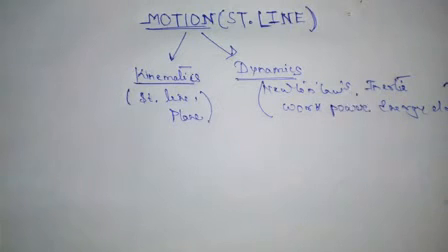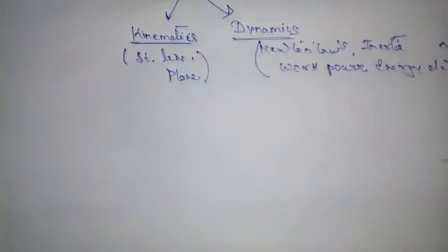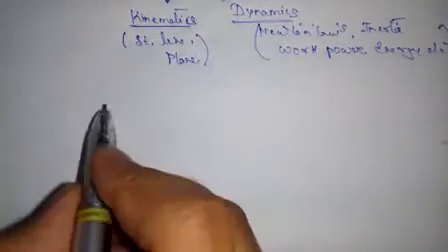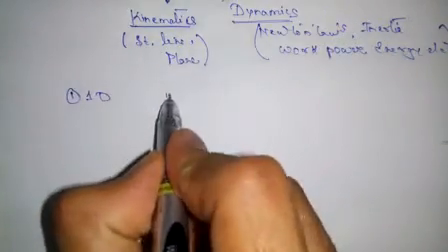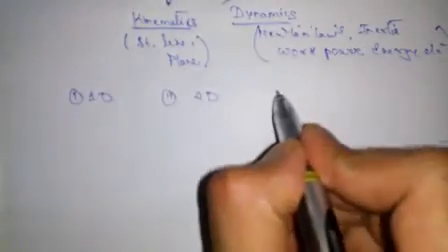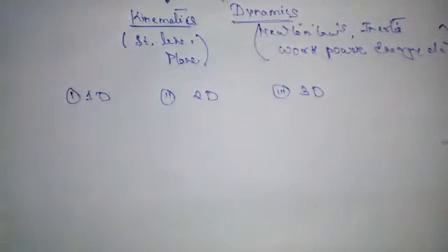Clear? Motion is nothing but a relative change in position of an object with respect to time. Clear? Now, since we have come to motion, we will need to consider three things. First is one dimension, second is two dimension, and third is three dimension. Now what is one dimension?